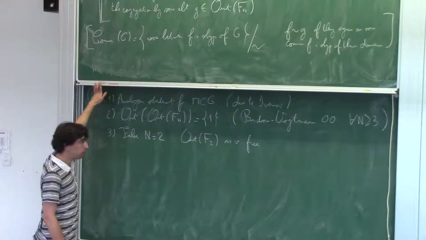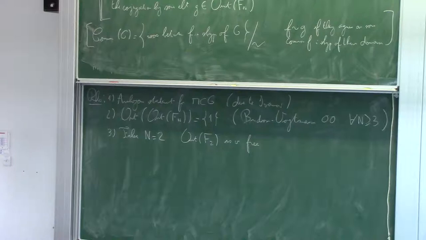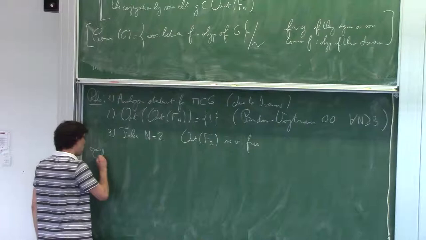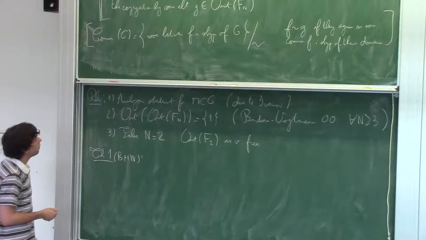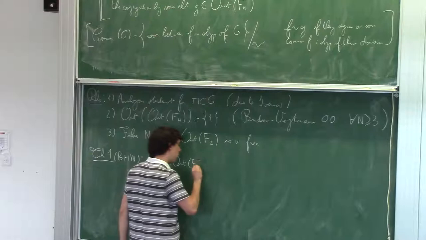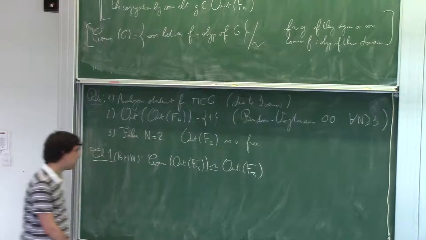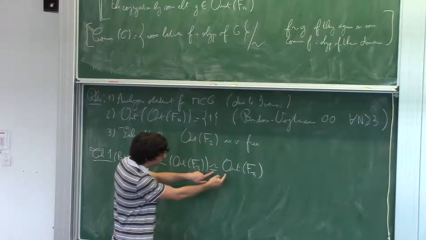Okay, so what we did is we gave a completely new proof of Farb and Handel's theorem, which enabled us to generalize it in various directions. So the first way in which we could generalize it is that our proof also works in rank 3, so we can show that the abstract commensurator of Out(F_3) is Out(F_3). And each time I write this, I should actually say that the natural inclusion map from Out(F_3) to the abstract commensurator is an isomorphism.